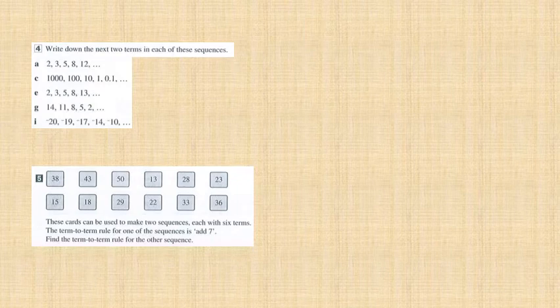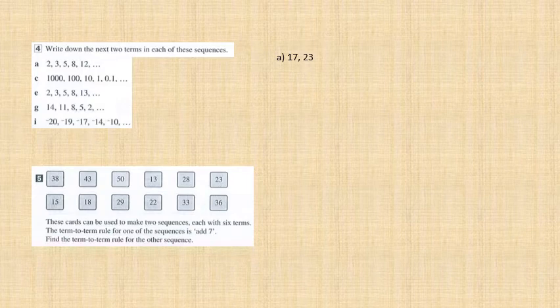So let's go for question 4. Question 4 here, he needs me to write down the next two terms in each of these sequences. 2 became 3, like I'm adding 1, then adding 2, then 3, then 4. So I'm adding 1, 2, 3, 4. So after that, I'm adding 5. So 12 plus 5 equals 17. And after that, 17 plus 6 equals 23.